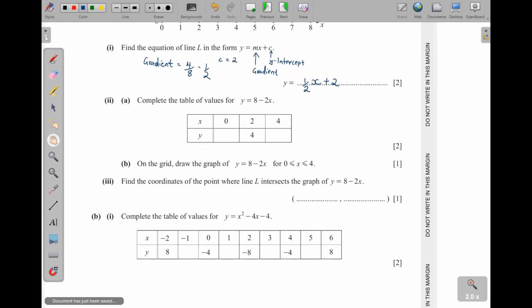Then Roman 2 part A, complete the table of values for this one here. So when you put 0 in here, 8 minus 0, that will be 8. And then when you put 4 times 2, you get 8. So 8 minus 8, that will be a 0 here. And then on the grid, draw the graph of y is equal to 8 minus 2x for 0 to 4.